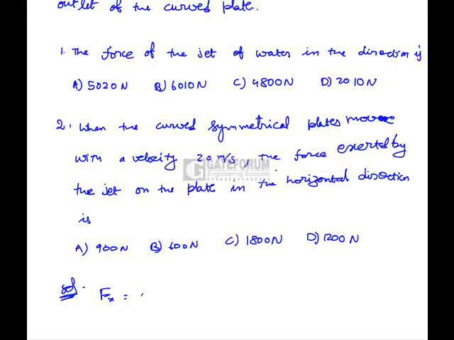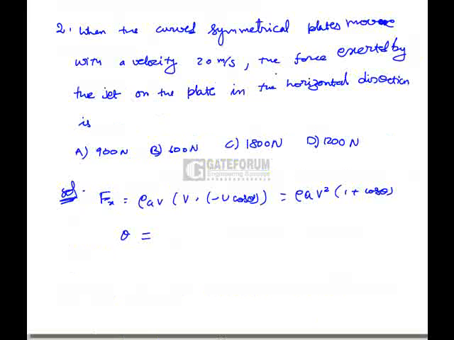when the plate is fixed is equal to rho a v into v minus v cos theta, which is equal to rho a v square into 1 plus cos theta, where theta is the angle of deflection, which is equal to 180 minus 120 and is equal to 60 degrees, where A is the area of cross section, that is given by 0.002 meter square, and rho is the density of water, that is 1000 kg per meter cube, and v is the velocity, that is 40 meter per second.